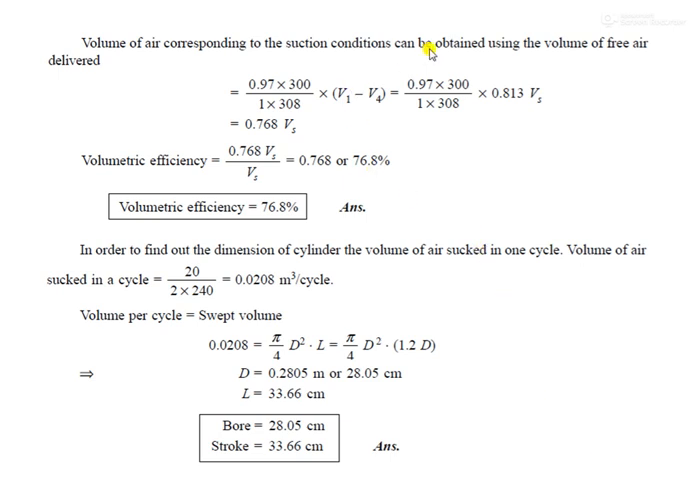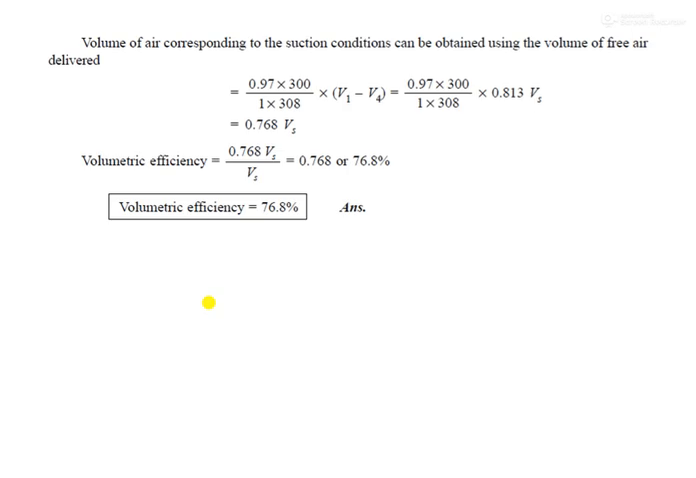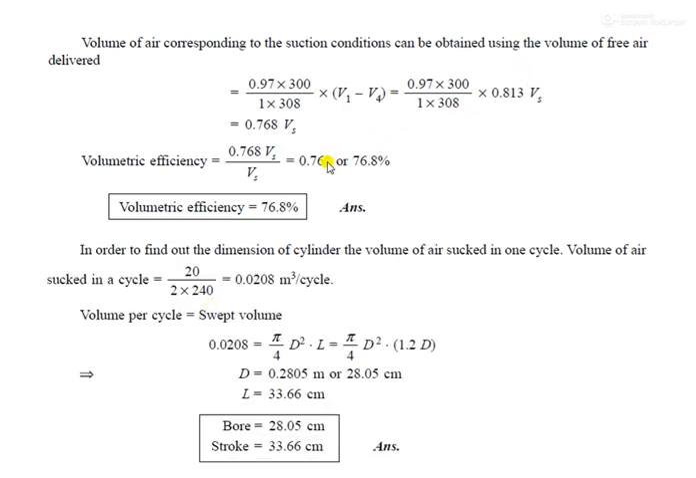Now the volume of air corresponding to the suction conditions can be obtained using the volume of free air delivered. Basically, we were given the free air condition, but the actual inlet pressure is 0.97 bar, and we'll be converting that volume into the actual conditions to determine the volumetric efficiency.